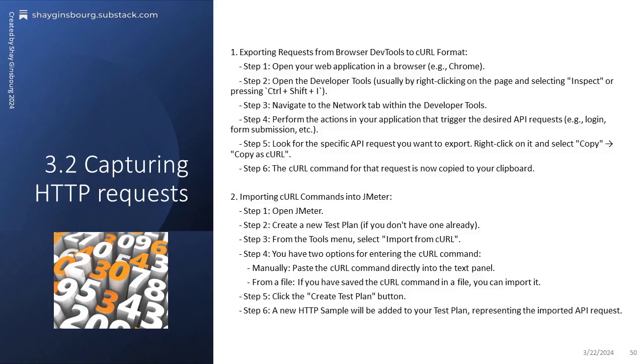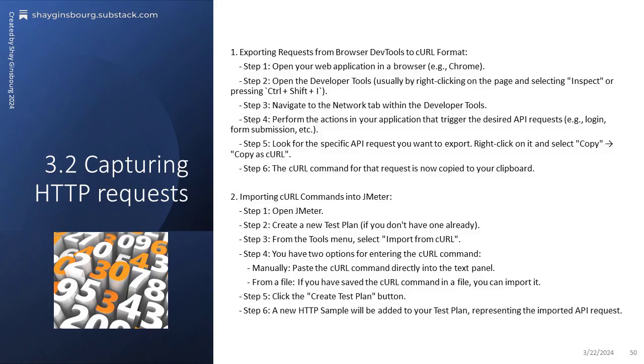For example, exporting and importing curl commands. Curl, short for client URL, is a command line tool and library for transferring data with URLs, supporting various protocols like HTTP, HTTPS, FTP, and more. It is widely used for making HTTP requests to interact with web APIs. Now, let's break down the process of exporting requests from the Network tab in the browser's developer tools to curl commands and then importing those commands into JMeter.